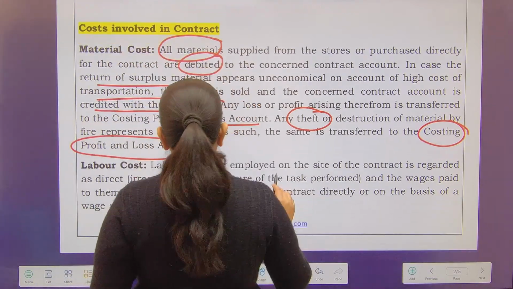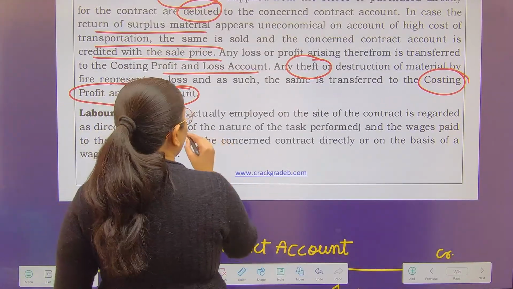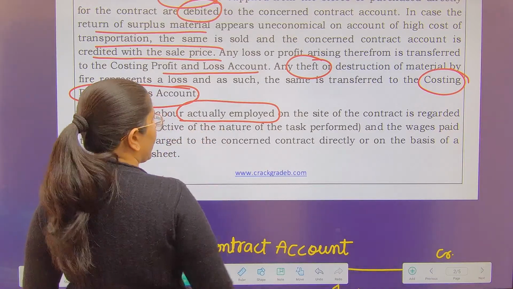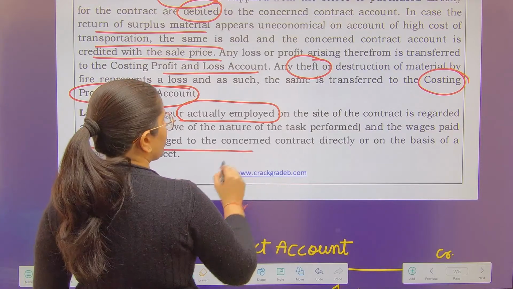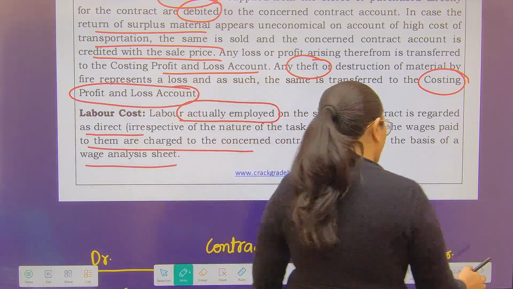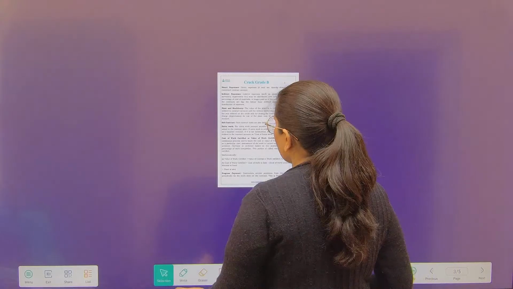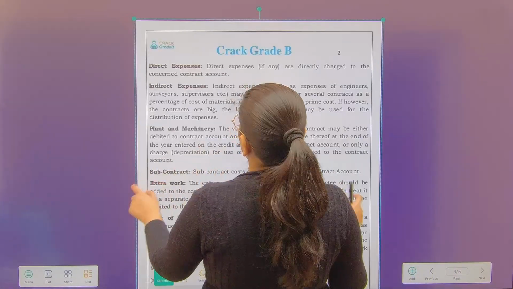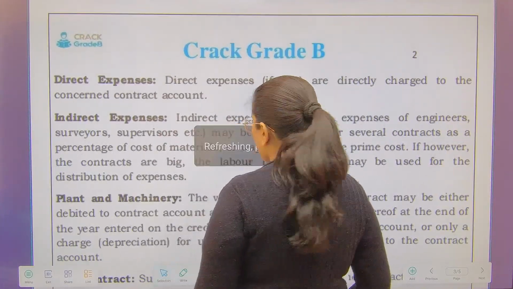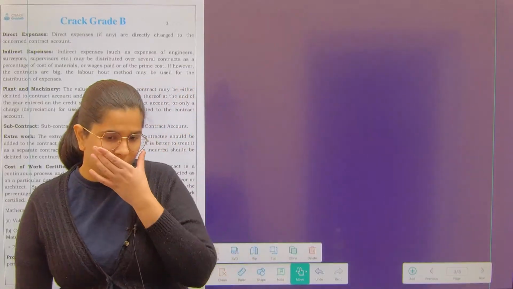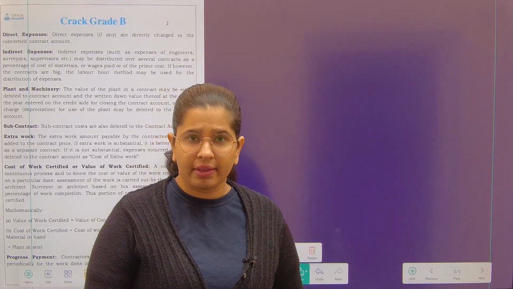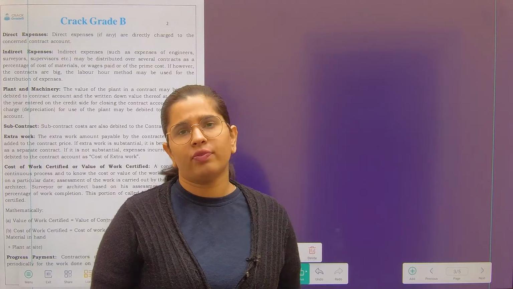Next, we are talking about labor cost. So labor who are actually employed on the contract is treated as direct and the wages paid to them are charged to the concerned contract directly or on the basis of a wage analysis sheet. Whatever type of work they are performing, I do not have any problem with that. If they are working on the site, suppose we are building a highway and there are 300 workers who are working on that particular highway. Now those workers can be doing any kind of task.